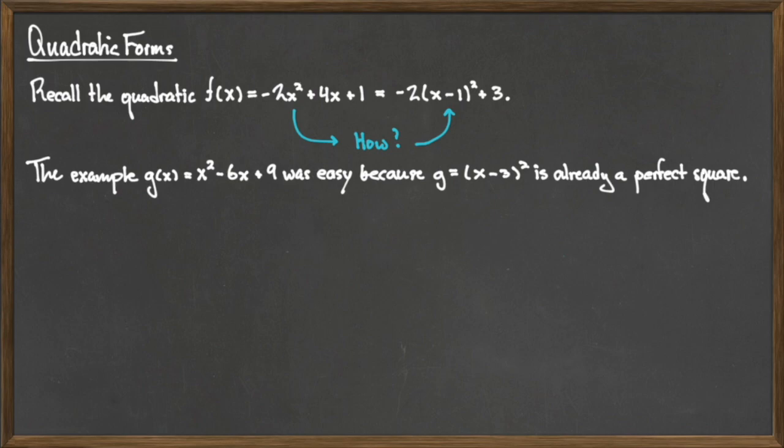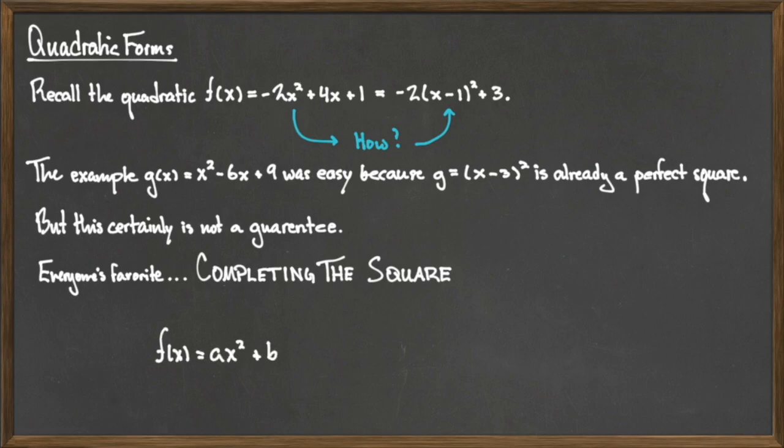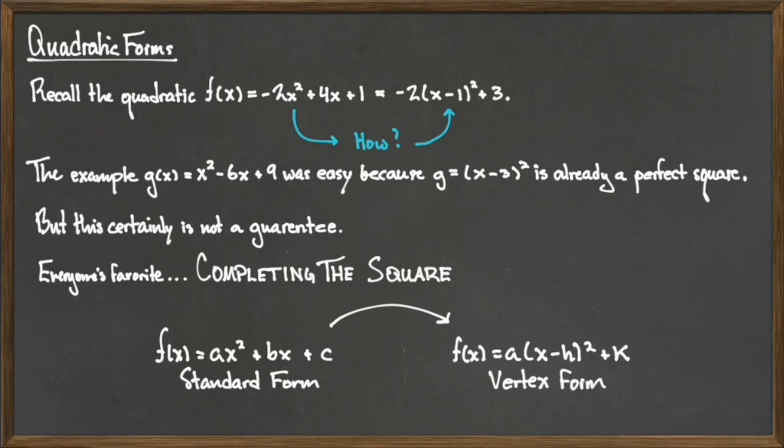But as we saw a long time ago, it's not a guarantee that a quadratic is going to factor as a perfect square. And if this is ringing some bells, it definitely should, because this is going to bring up everyone's favorite tool, which is called completing the square. We're going to present this process in a way that's familiar and almost identical to what we did for quadratic equations, but completing the square is how we go from standard form to vertex form.